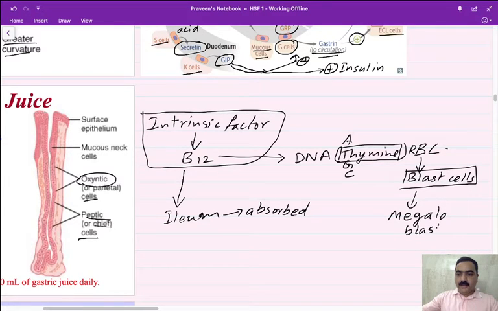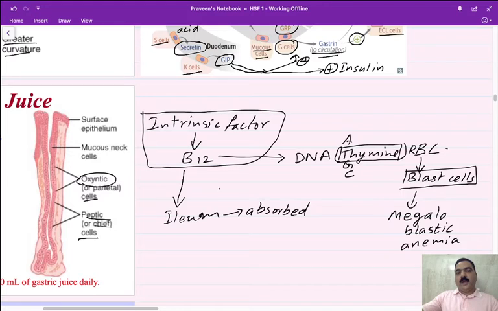The condition will be referred to as megaloblastic anemia. When the blast cells come, they will be very large for the blood vessels to handle, and they will rupture, thus causing the anemia. So that is why it is called a megaloblastic anemia. Megaloblastic anemia can be of different types.